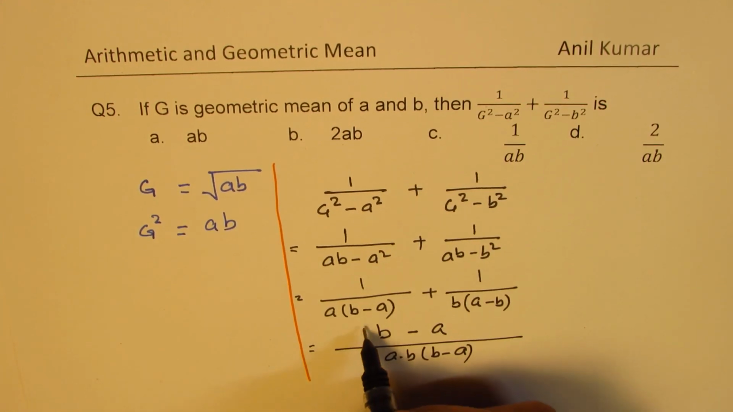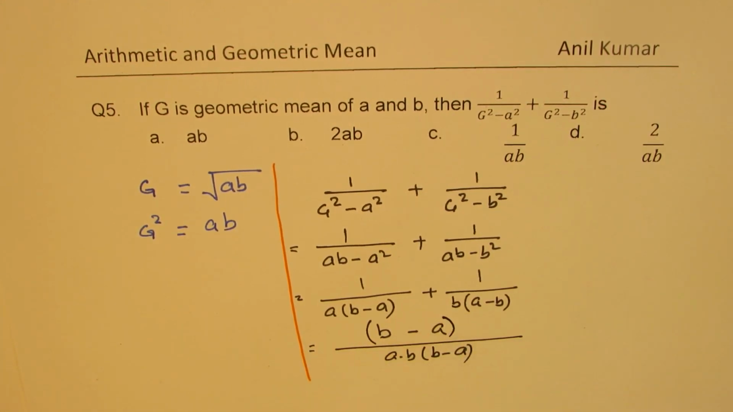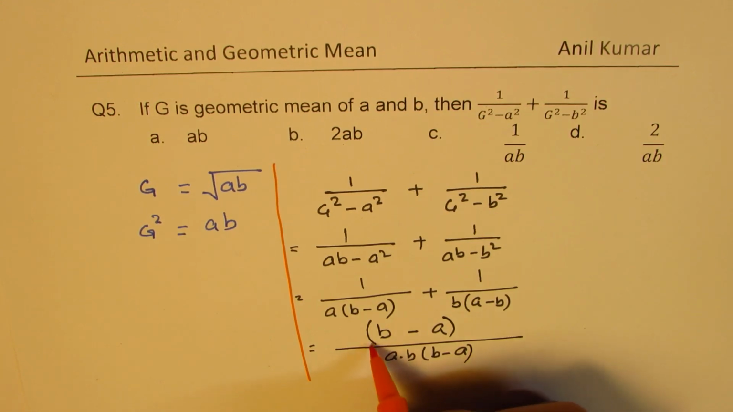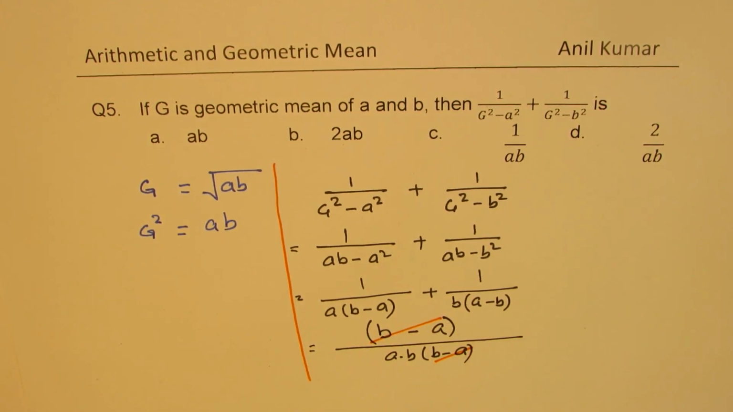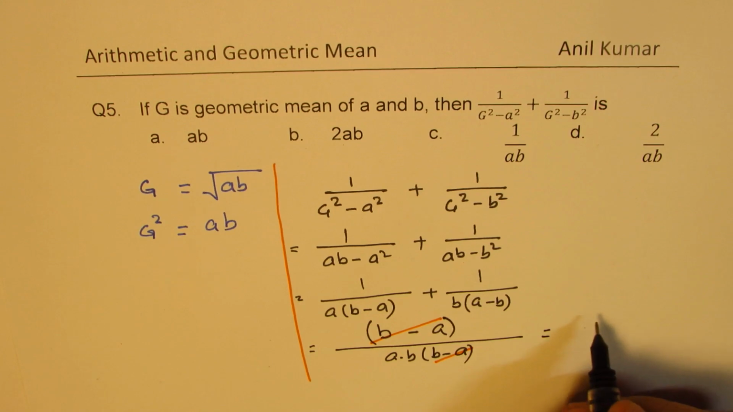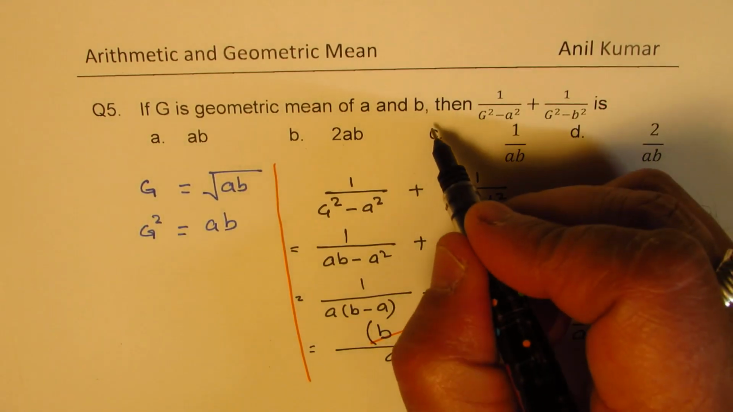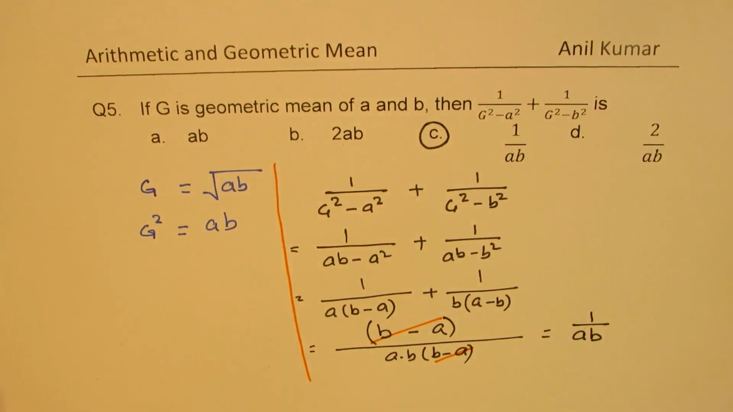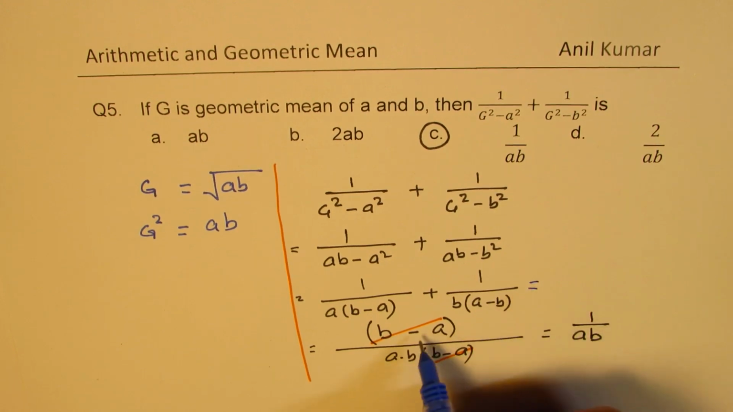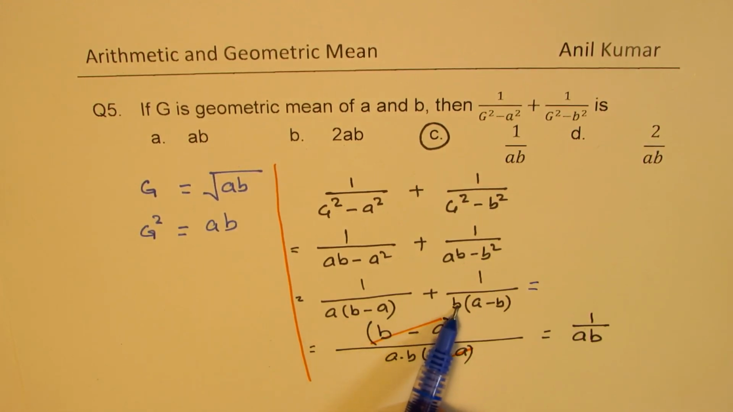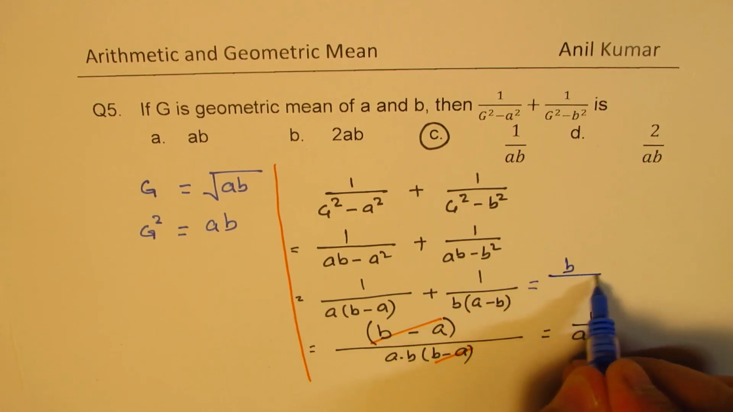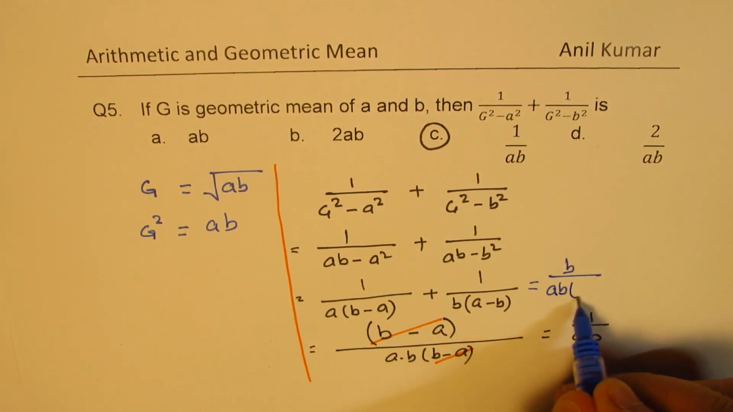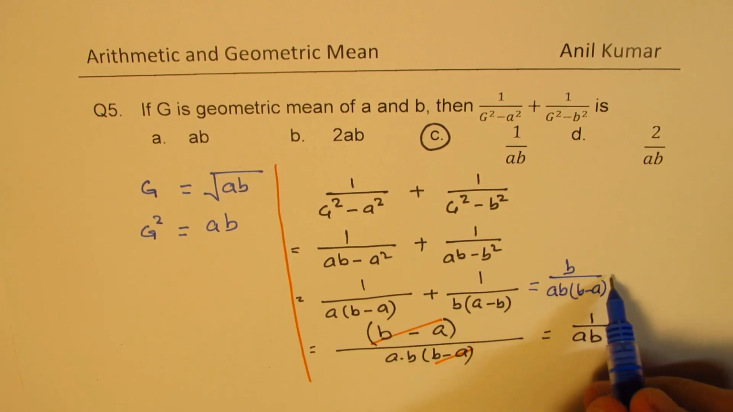Now as you can see, these two terms cancel, right? And we get a result which is 1 over ab. So option C is the right option, clear? That is how you're going to do it. Well, let me show the last step once again. Let's multiply this by b, both of them. So we get b over ab times (b minus a), right?